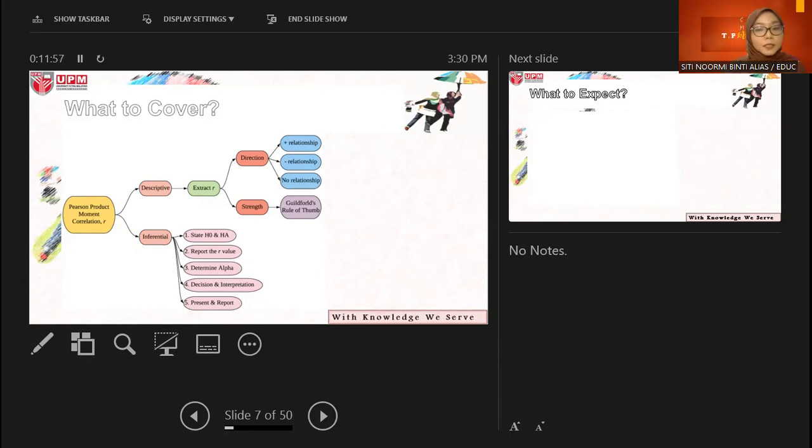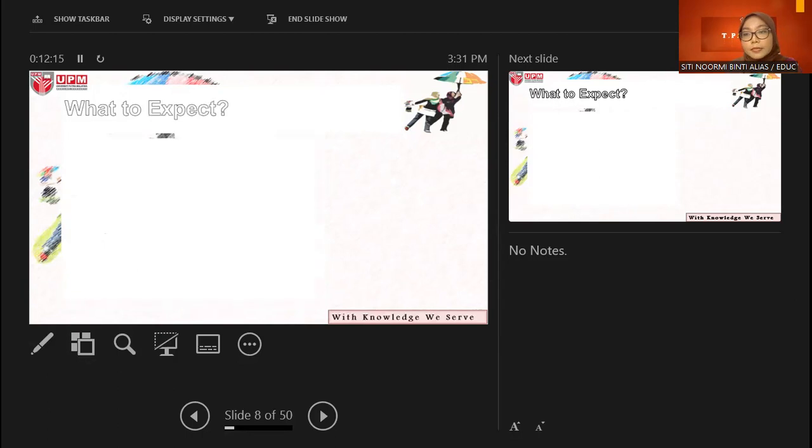Okay, for the inferential part, we are going to learn an example of a null and research hypothesis for correlation. We report the R value, determine the alpha, make a decision and interpretation, and lastly, present and report our findings according to the APA style.